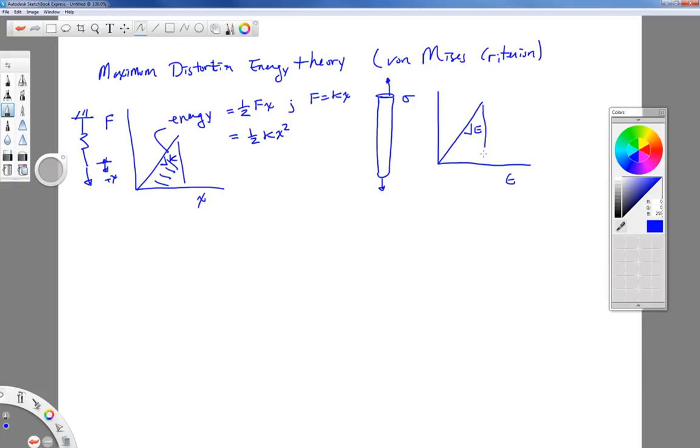And we can also compute something that's underneath this curve. The area underneath that curve would be 1/2 sigma times epsilon. And if we look at the units of sigma and epsilon, because stress is force over area and strain is the change in length divided by the initial length, we have a, let me get my initial length. I jumped ahead just a little bit.